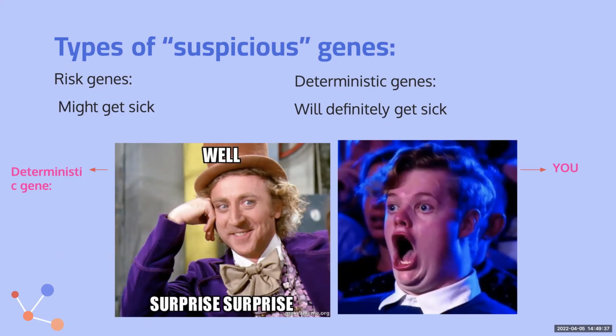There are two types of genes that are defined to cause diseases. One of them is the deterministic genes that will definitely make a person sick. And there are also risk genes that will only increase the chances of the person developing the disease.